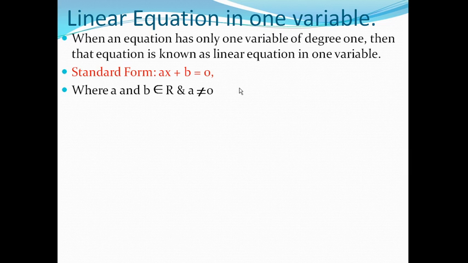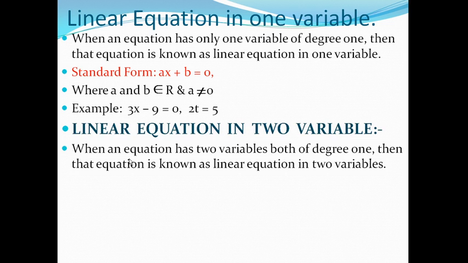Now moving towards linear equation in two variables. What is it? When an equation has two variables, both of degree 1, then that equation is known as linear equation in two variables. In our previous form, only one variable was there, x, and its degree was also 1. So in linear equation in two variables, as is clear by its name, the number of variables in the given equation will be 2, and the degree of both the variables will be 1 only. Just have a look at the standard form, you will understand better.